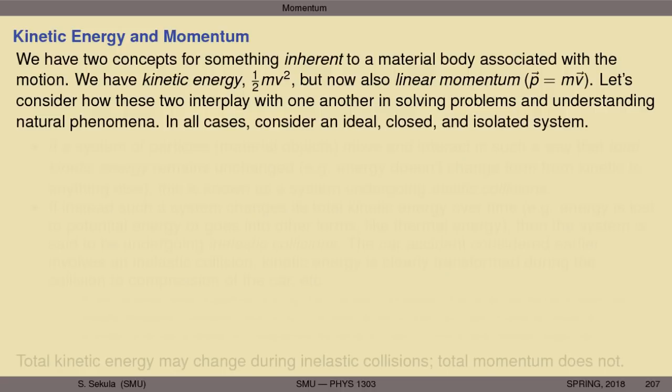So let's look at kinetic energy and momentum. Kinetic energy is energy of motion. Momentum is a quantity of motion. It carries both magnitude and direction. So we have two concepts related to moving bodies, about things that are inherent to those moving material bodies. We have kinetic energy, 1/2 mv², but we now also have linear momentum: p vector equals m times v vector. So let's consider how these two interplay with one another in solving problems and understanding natural phenomena, because we can use both of them to tackle difficult problems. In all cases, I want you to consider for now an ideal, closed, and isolated system.